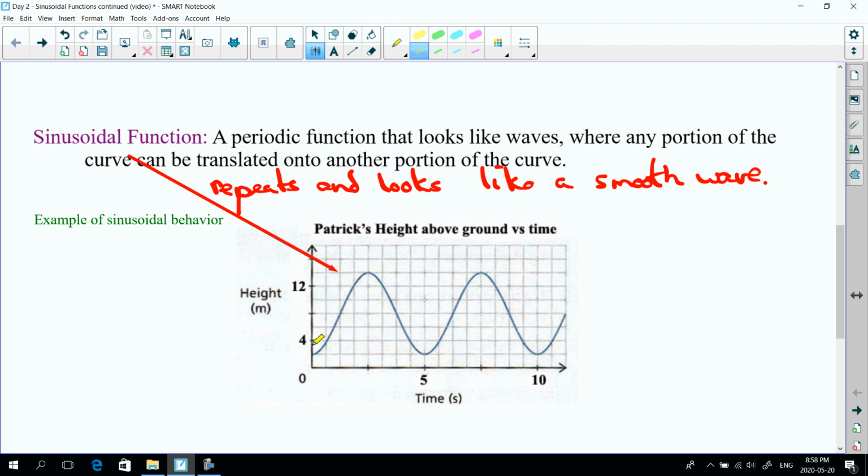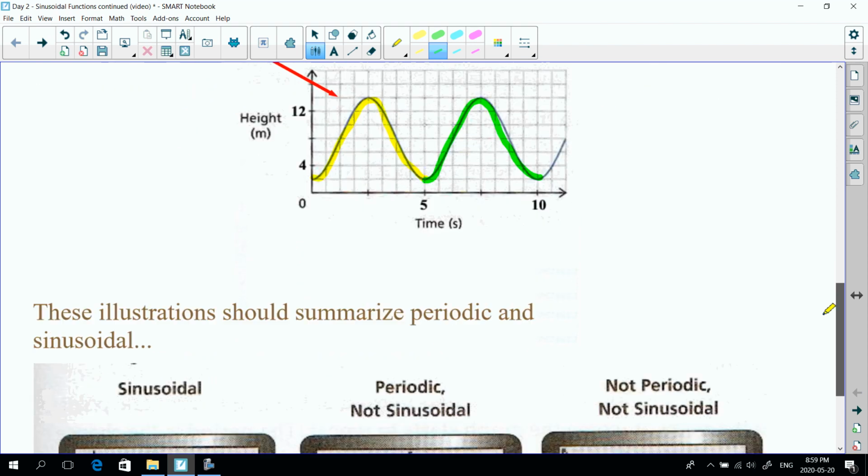So check this out. We can see that from 0 seconds to 5 seconds, we have this one cycle. And then from 5 seconds to 10 seconds, we get that exact same pattern, okay? So it goes from a minimum of 2 to a maximum of 14, back to a minimum of 2, back to a maximum of 14, back to a minimum of 2, and so on, okay? And that pattern looks like it just continues on forever. So if it repeats and looks like waves, it is sinusoidal. If it just repeats, it is periodic.